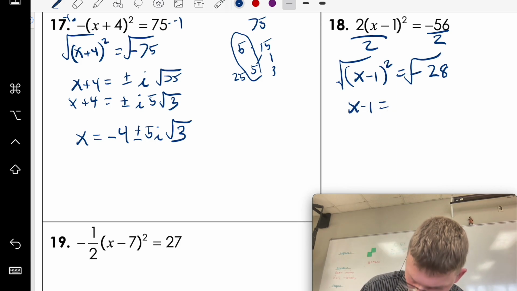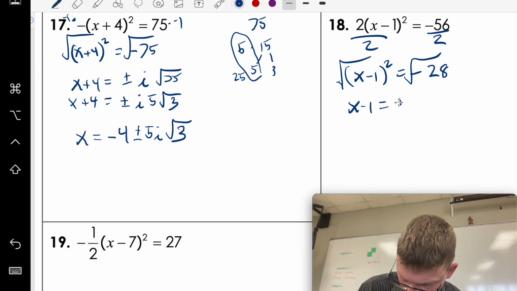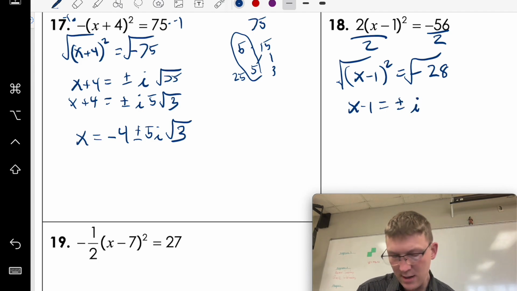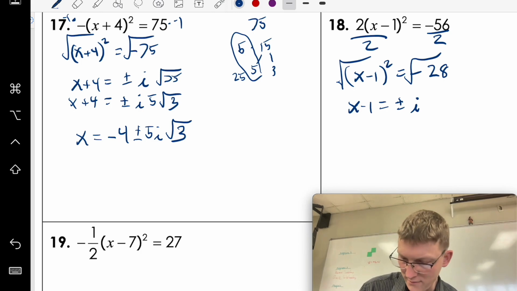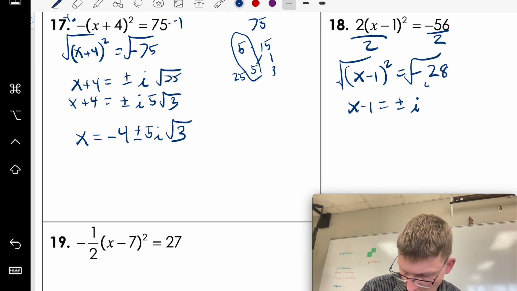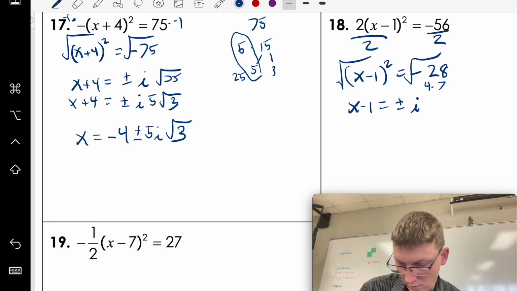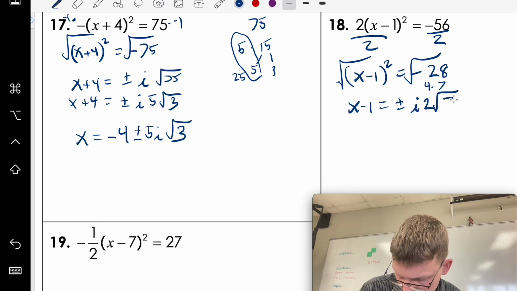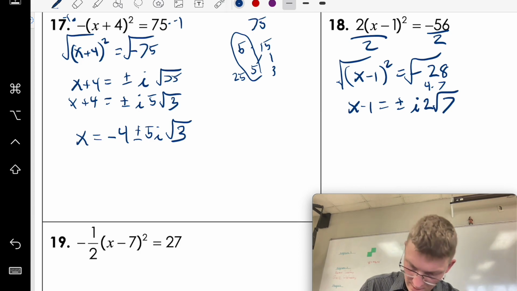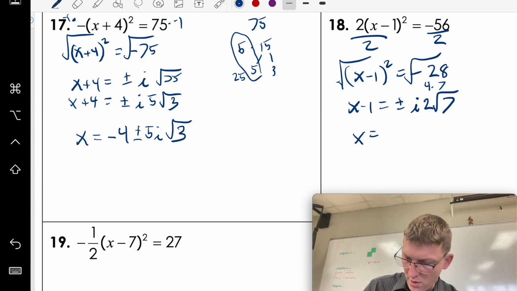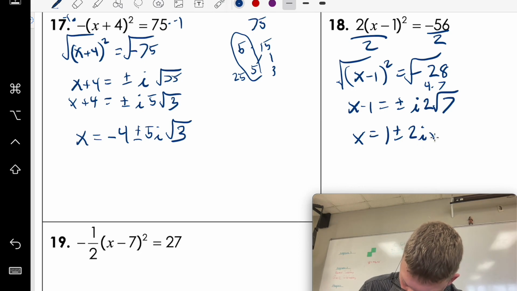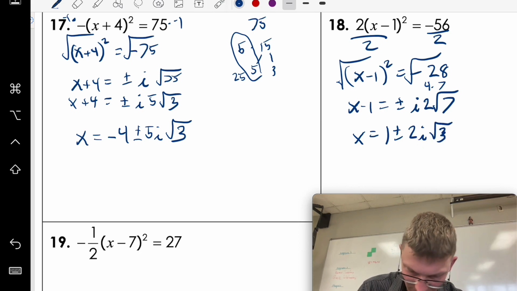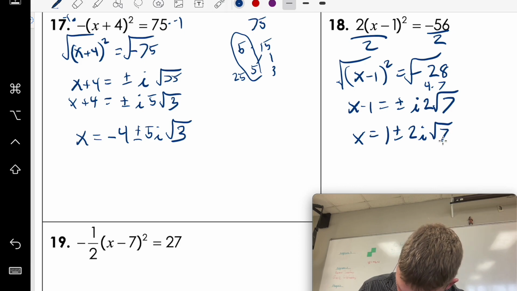x minus 1 equals plus or minus i. 28 divided by 4 is 7. So this is like 4 times 7. Square root of 4 is 2. That comes out of the root. We got a 7 left over. So now we're going to take x, move the 1 over, and 1 plus or minus 2i root 7. I don't know what I was thinking.